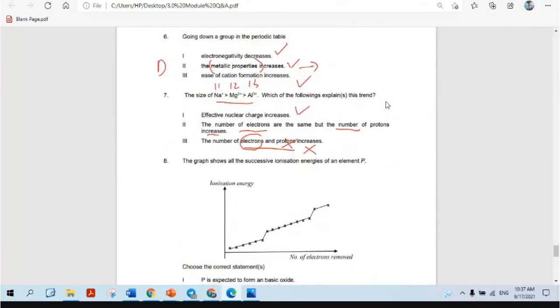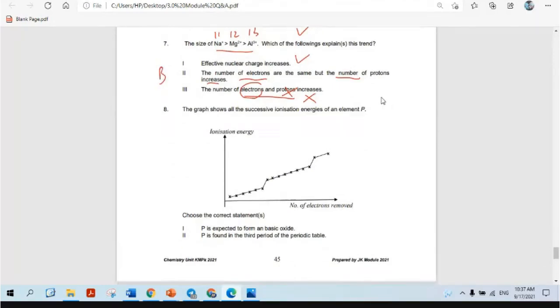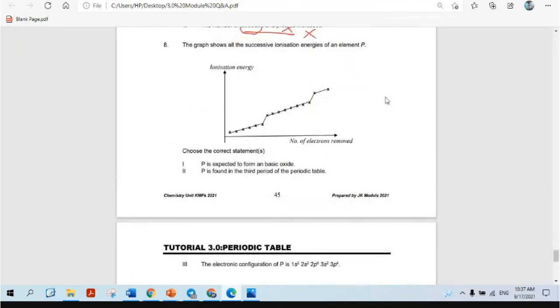Yes, 1 and 2 correct. 1 and 2. So that's why 1 and 2 is B. Okay, now the same thing. Okay, class. 1s2, 2s2, 2p6, 3s2, 3p3.